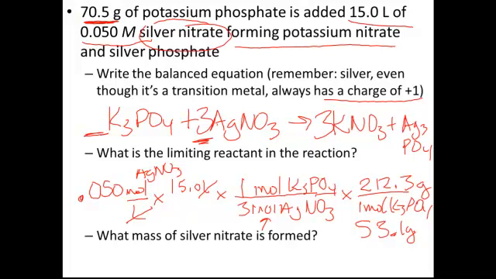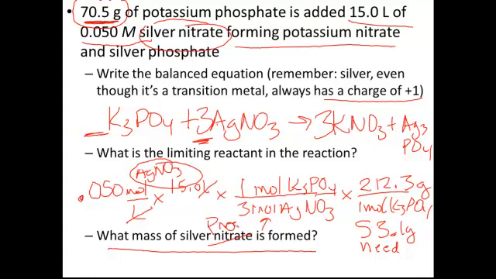And so now we need to compare. This is how much I need. I need 53.1 grams of potassium phosphate. I actually have 70.5 grams of potassium phosphate. And so I have a lot more than what I actually need. And so now, since I know that potassium phosphate is extra, I know that my silver nitrate is going to be my limiting reactant. So now I can go to my final question. What mass of silver nitrate, that should say silver phosphate, sorry about that.